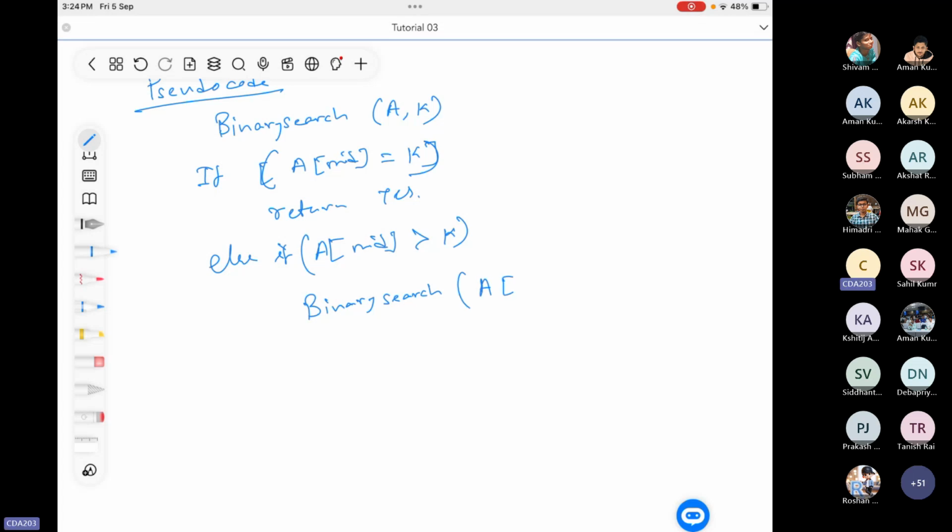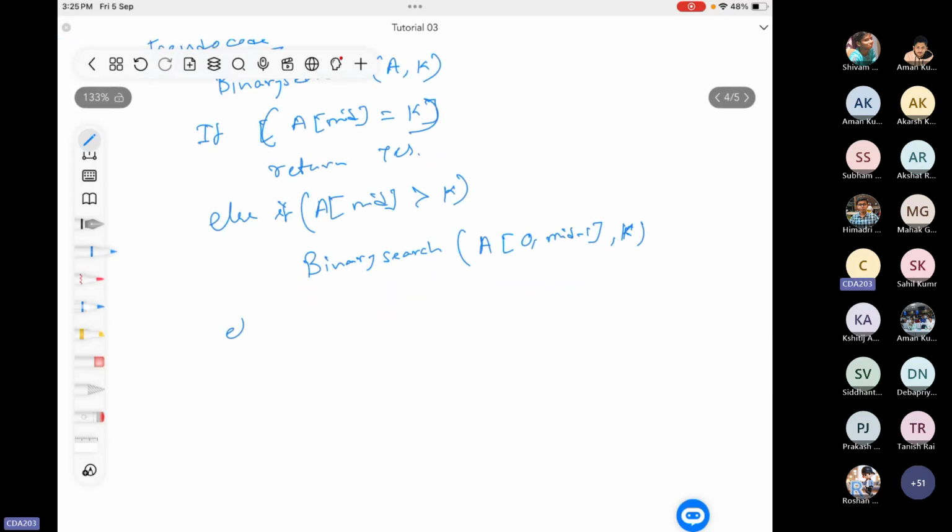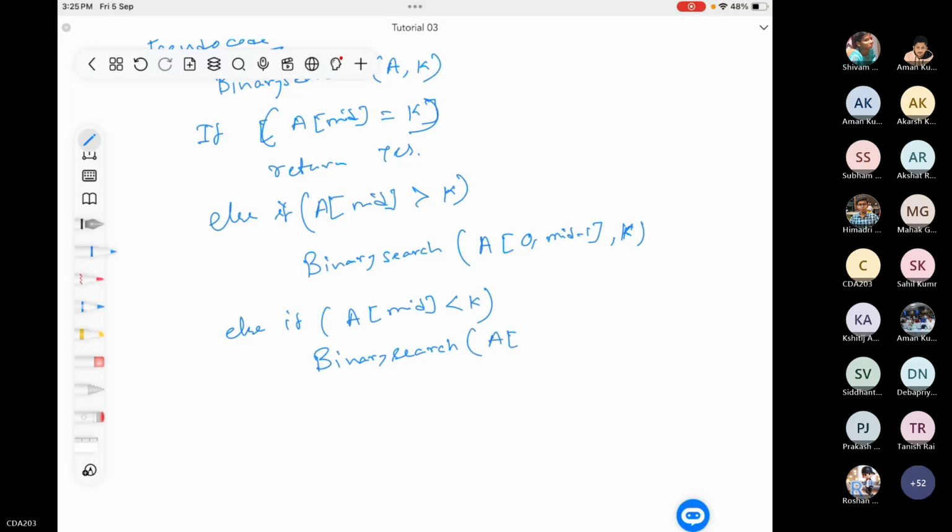So your middle element is bigger than K. So you have to check from 0 to mid minus 1 of the array, right? Up to K for this key K. And otherwise, we call the same function, but now we'll look into mid plus 1 to n minus 1.